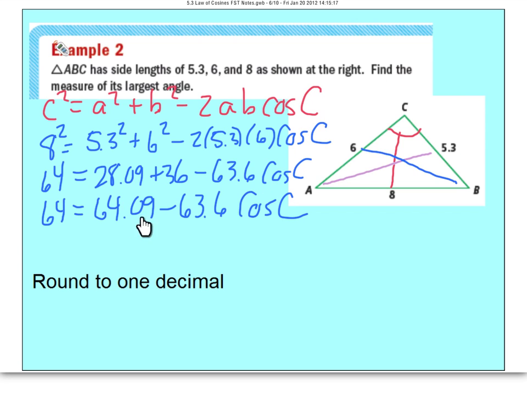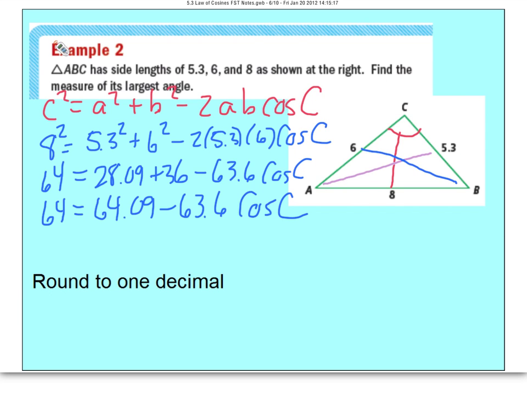Now remember to solve, don't bring these together. Let's subtract the 64.09 from both sides. That's going to leave us with a negative 0.09 equals a negative 63.6 cosine of C. We'll divide by that negative value. So the cosine of C equals, this actually becomes a positive value because the two negatives cancel. And I'm just going to keep it like this now.